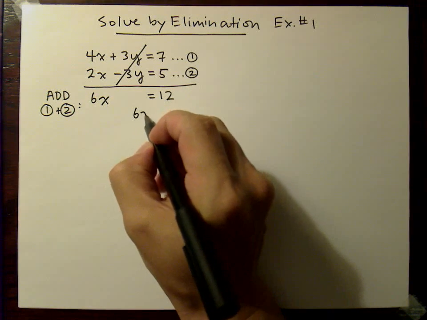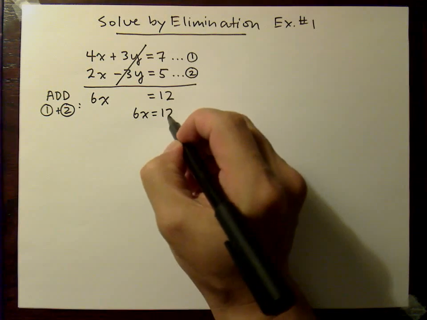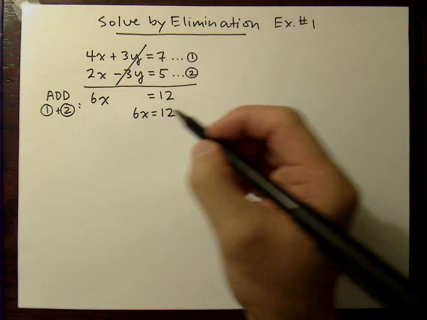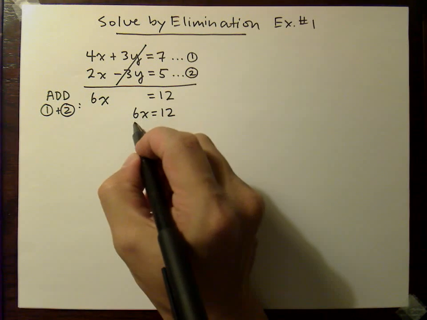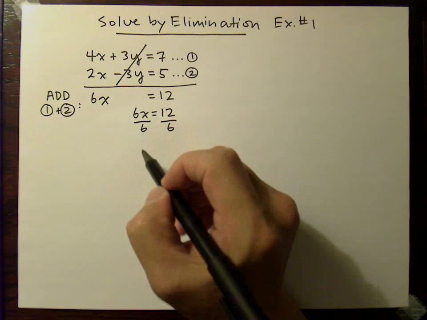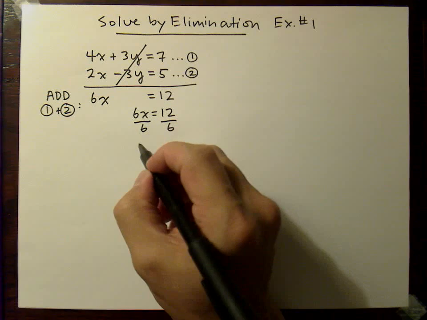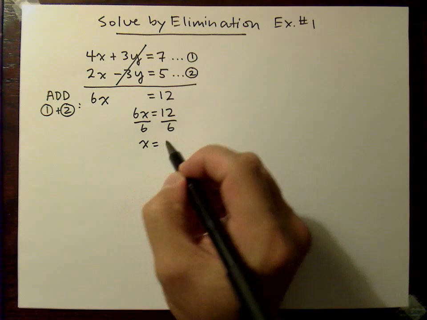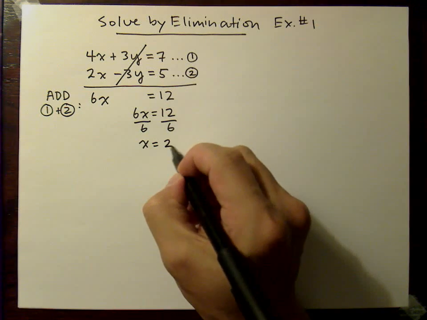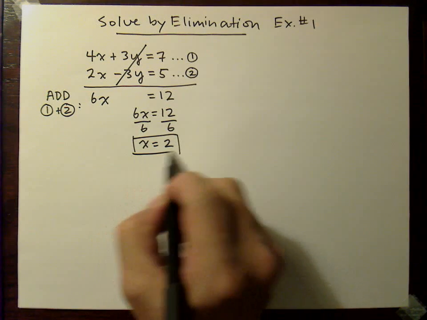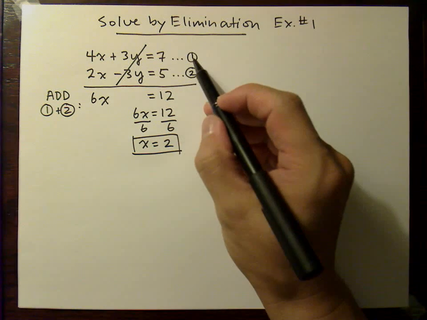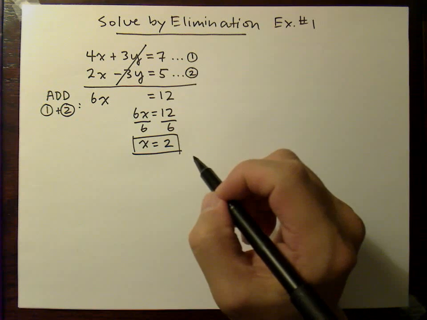I'm just going to tighten up the equation so it looks a little more familiar. 6x equals 12. In order to isolate x, we just simply divide both sides by 6. 6 divided by 6 becomes 1. 1 times x is just x, which equals 12 divided by 6, which is 2. This is the x-coordinate for the solution, or the point of intersection between these two straight lines.